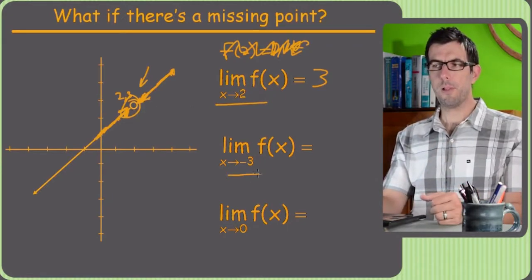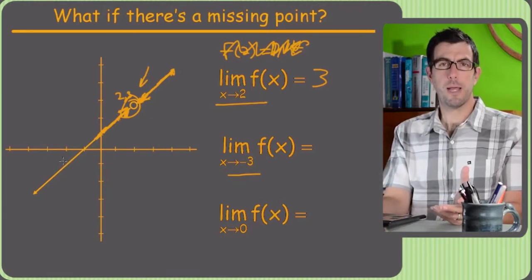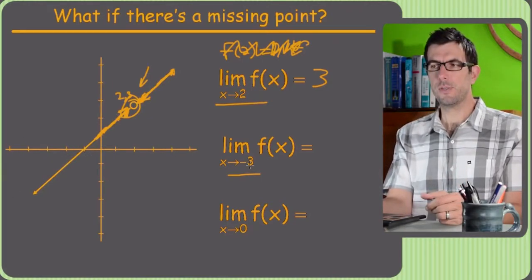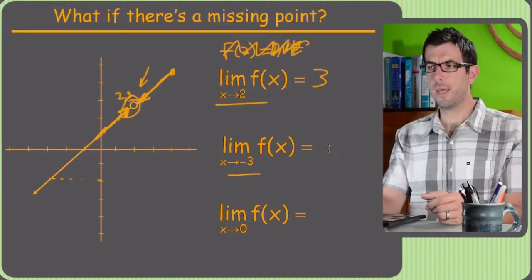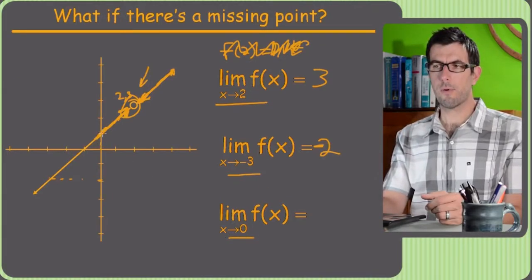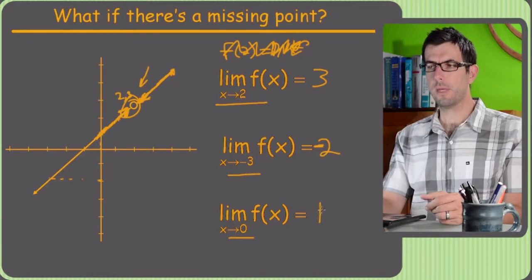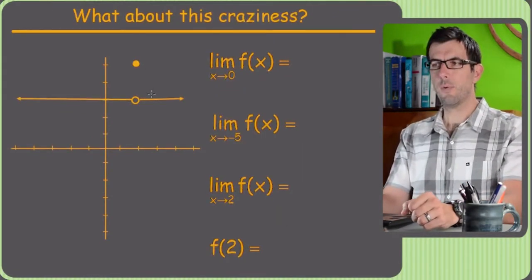What about when we want to plug in -3? Well, now we're just back to normal, because over at -3, there's just a normal line. There's nothing funky going on. So to plug in -3, just go to -3. Looks like our y coordinate is -2, and that's our limit. Want to plug in 0? Looks like our y coordinate is 1, and therefore our limit is 1 as x approaches 0.